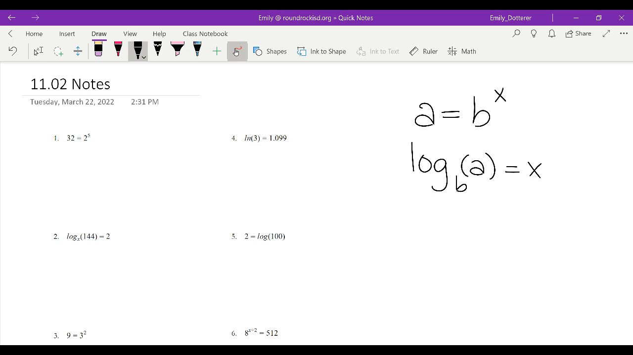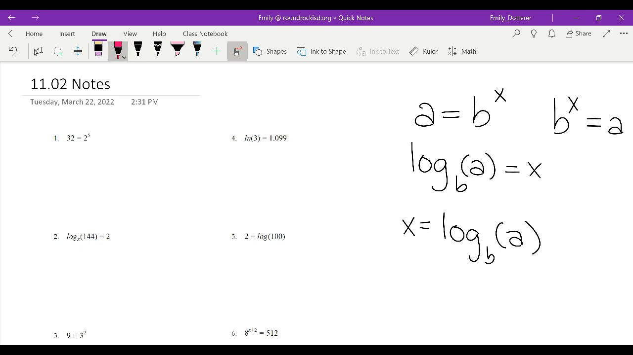Now, they might be written the opposite way, like b to the x equals a, or x equals log base b. All right, so first thing we want to do is identify a, b, and x. Now, if you need to write this out, you can. If not, that's completely fine.